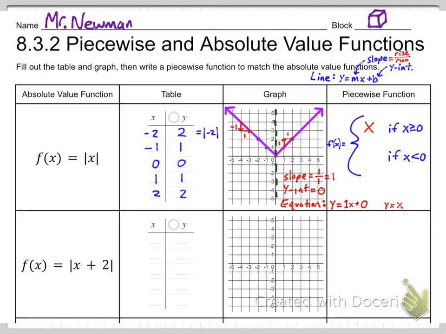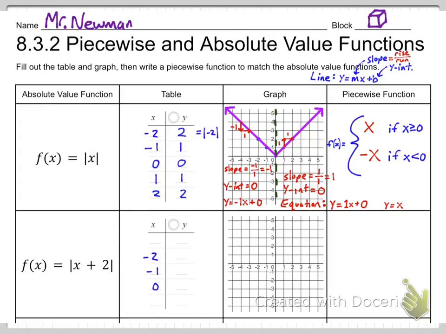We go down 1, then we go right 1. So the slope, the rise over run, is -1 divided by 1. In other words, -1. The y-intercept is the same because it intersects the y-axis at 0, 0. So the y-intercept is 0. And if you plug in -1 for m and 0 for b, you get y equals -1x plus 0. So in other words, -x. That is how you write a piecewise function for the absolute value function.